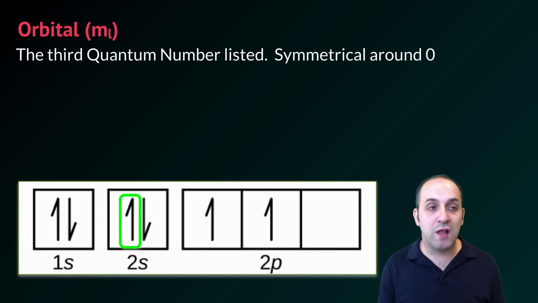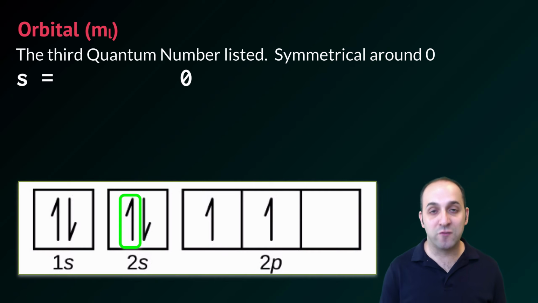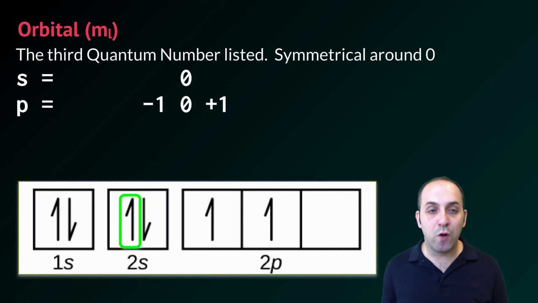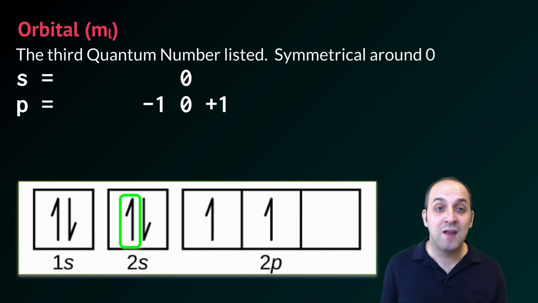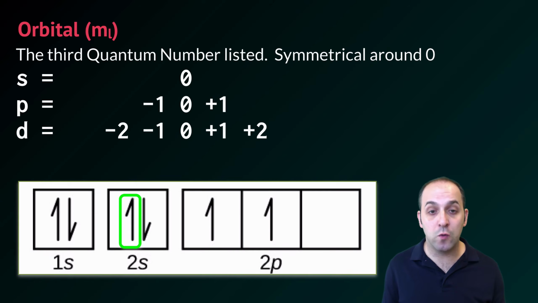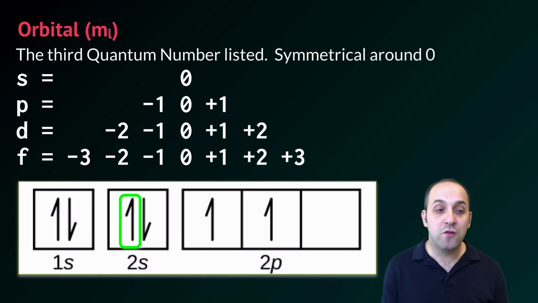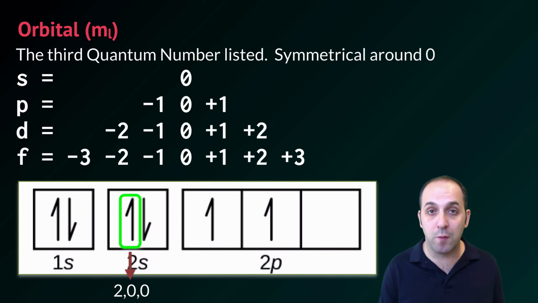The third quantum number is going to refer to that electron's orbital. We give it the code M sub L. Orbital numbering is always symmetrical around the number 0. So the S sublevel has 1 orbital. That orbital's number is 0. P has 3. So we start with -1, we have 0 in the middle, and then we end with +1. D has 5, so these range from -2 up to +2. And F has 7, so these range from -3 up to +3. For our particular example electron, its third quantum number is going to be 0 because it's in the S orbital, and the S orbital is 0. Depending on where that electron occurred, we might have to change our orbital quantum number to fit it.